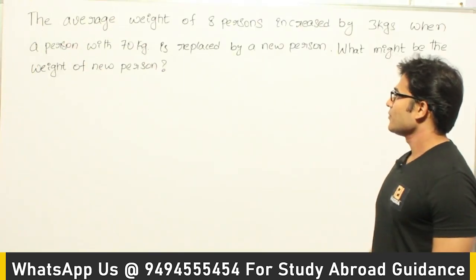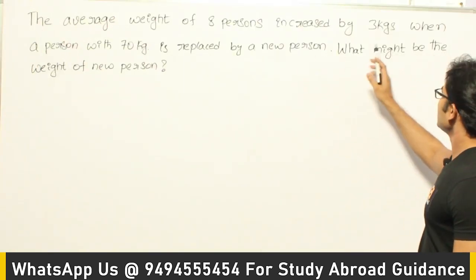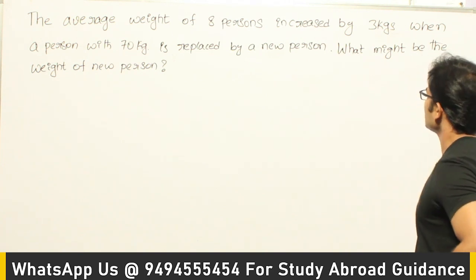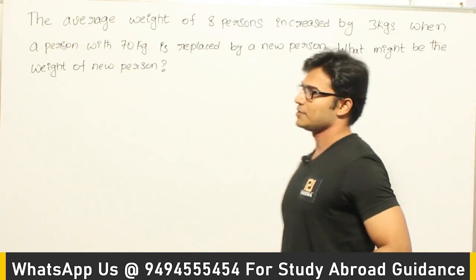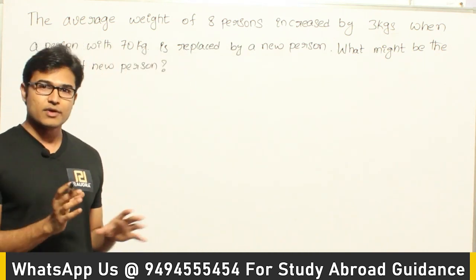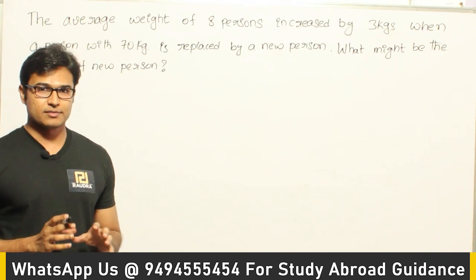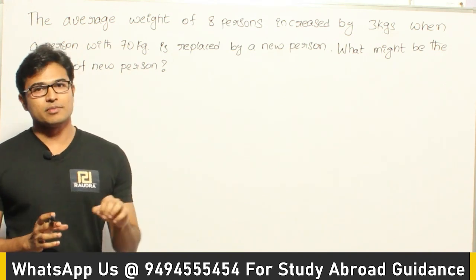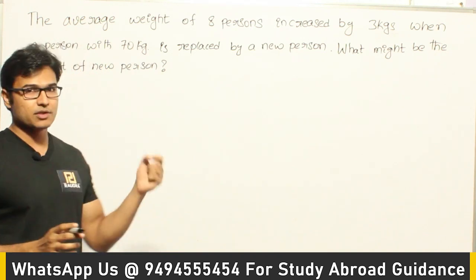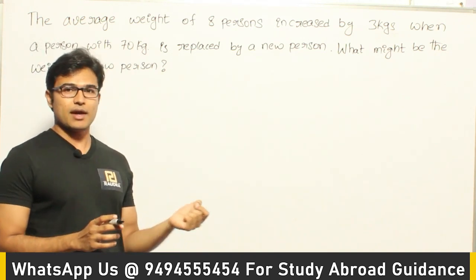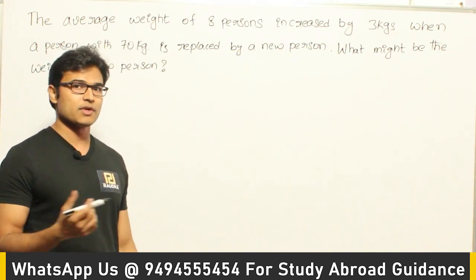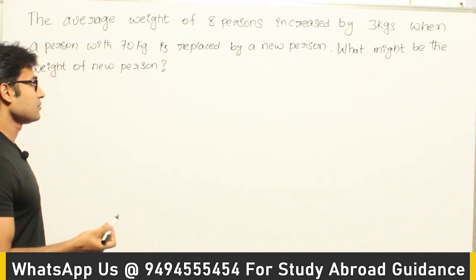Let's see this. The average weight of 8 persons is increased by 3 kgs when a person with 70 kgs is replaced with a new person. Then what might be the weight of the new person? So they are saying that initially for 8 people, when we found out the average, it was something, and now one of these 8 people has a weight of 70 kgs. Now this person is replaced and the average has increased by 3 kgs. Then you are supposed to find out what is the weight of the new person, right?